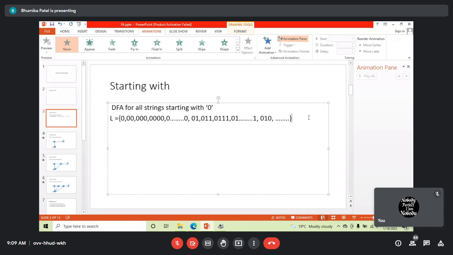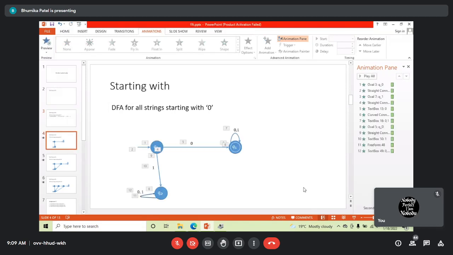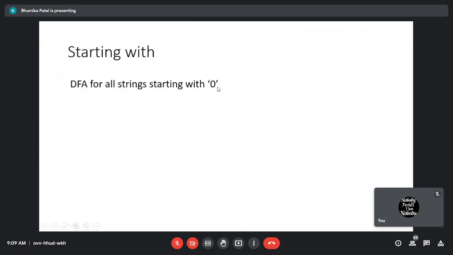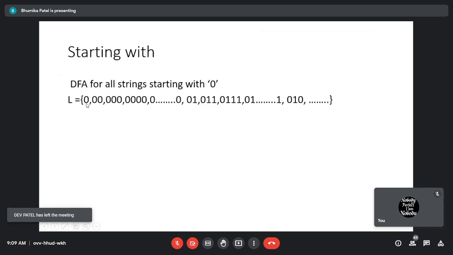Yes. Okay, so in this particular case, what can we do? I will show you the transition. The minimum length string is 0. The first string should be 0, it must be accepted somehow, right? After that we have strings of length 2, length 3, length 4, and so on. The minimum length string is 0.